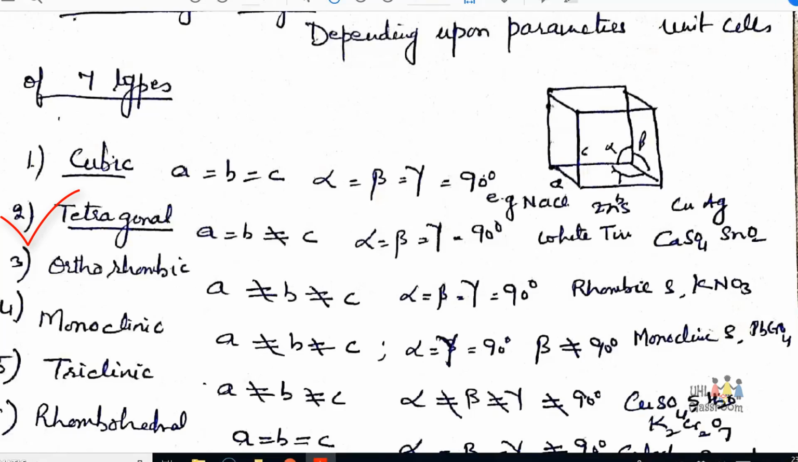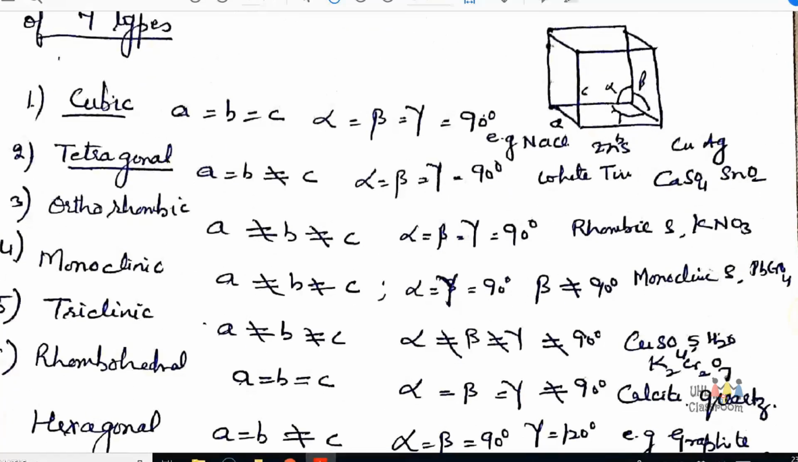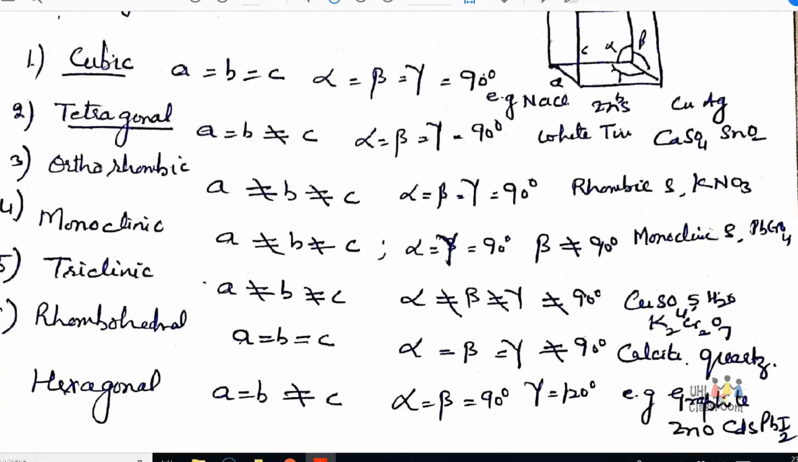Example is white tin and calcium sulfate. Third is orthorhombic, in which all the three sides are different. That is, a is not equal to b, b is not equal to c, but all the angles are equal and they are of 90 degree. That is alpha, beta and gamma are of 90 degree. Example is rhombic sulfur and potassium nitrate.